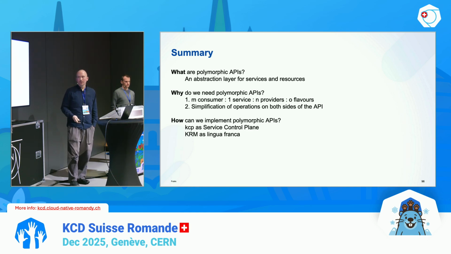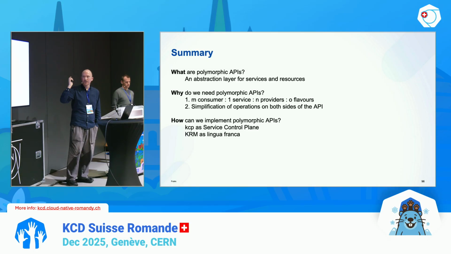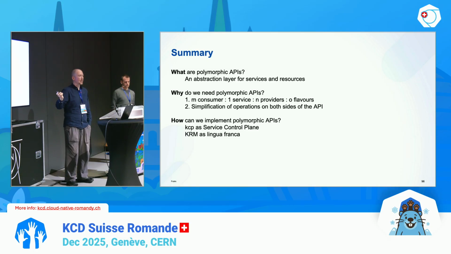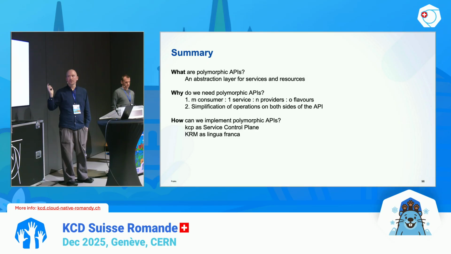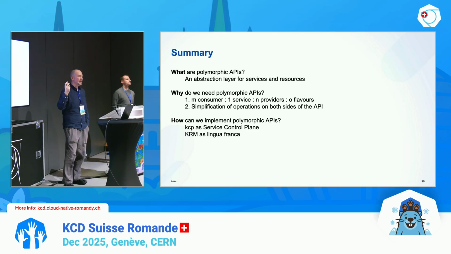And how can we implement polymorphic APIs? With kcp as the service control plane that manages the service exports and data between them, and the Kubernetes resource model as our lingua franca. So that means our standard stays KRM. The virtual workspaces, the kind clusters, and the clusters that you're using, this is all Kube API. So you can talk with every single component with kubectl and all the tools that you are used to.